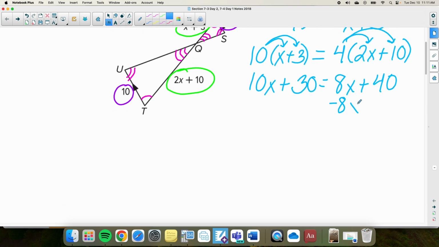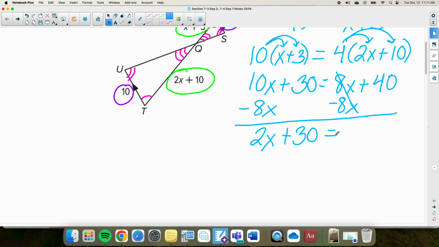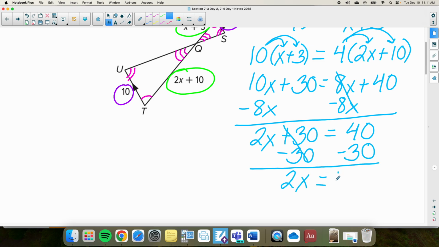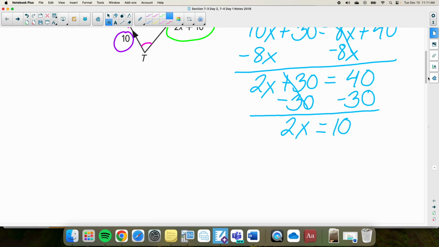So I'm going to bring my 8X over here, and 10X minus 8X is 2X. And then I have plus 30 equals 40. Then I would subtract my 30, and I get that 2X equals 10. Divide by 2, and X is 5, okay?